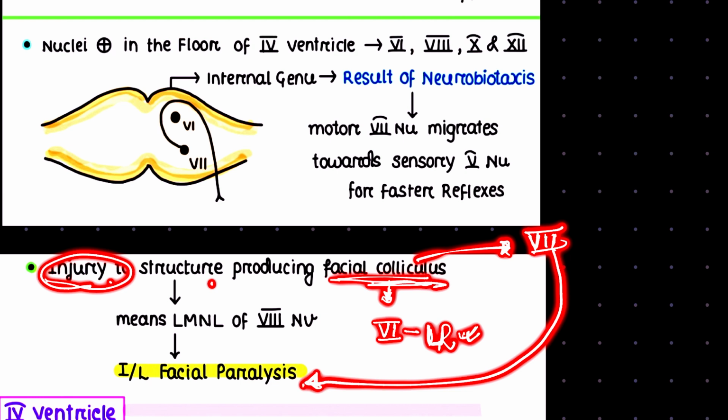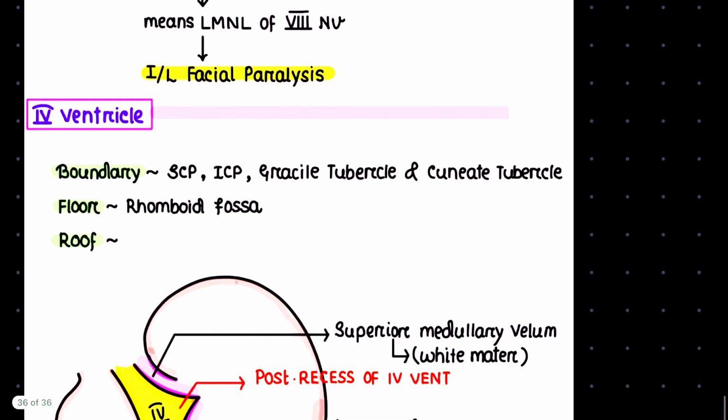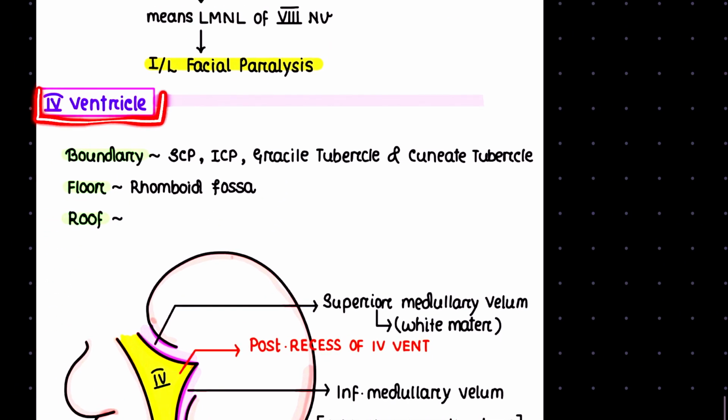But if the question were about injury to the nuclei present within the facial colliculus, then we would have gone for paralysis of the lateral rectus muscle. So that is the difference. Now moving further, let's talk about the fourth ventricle in brief.